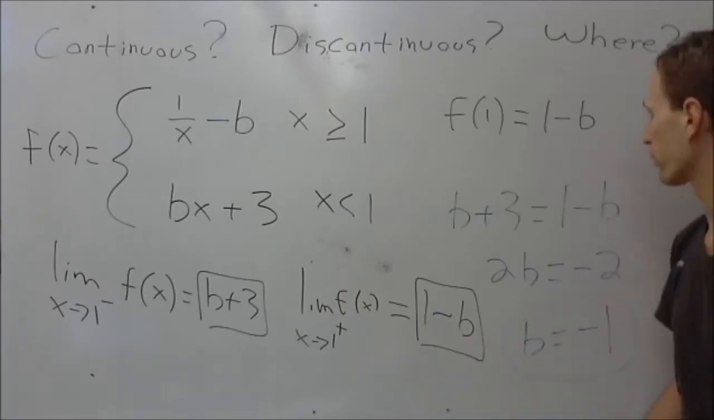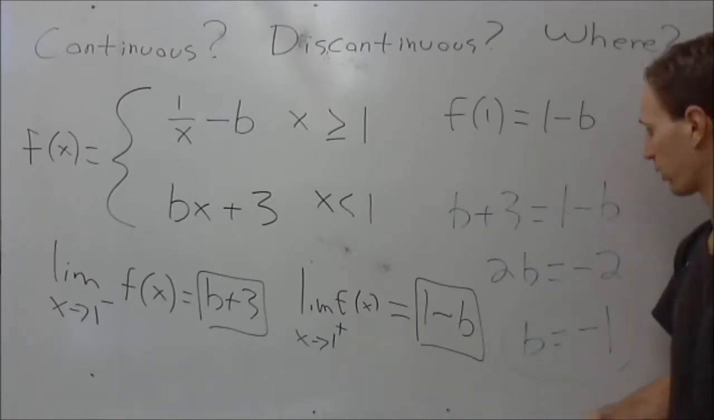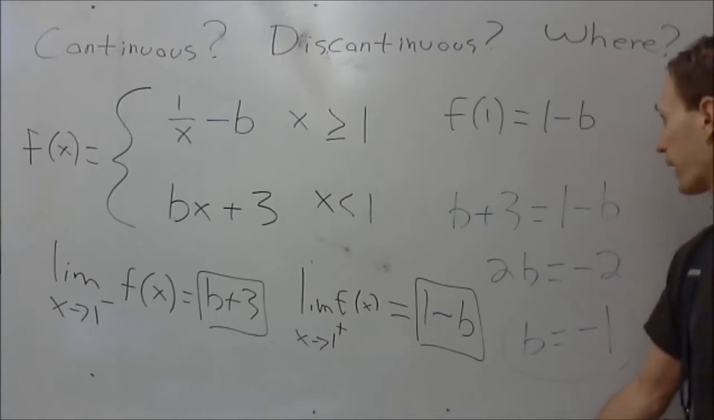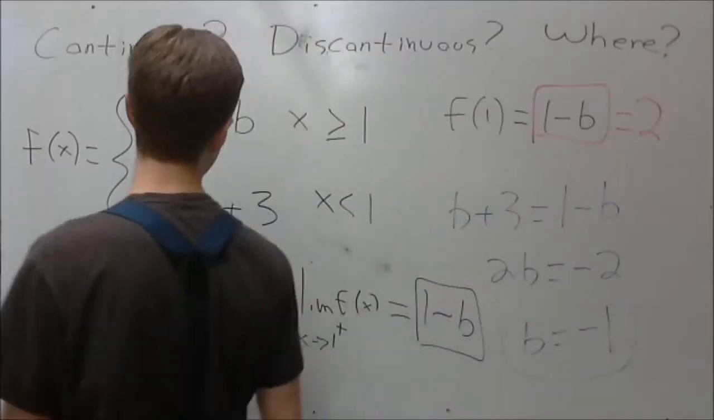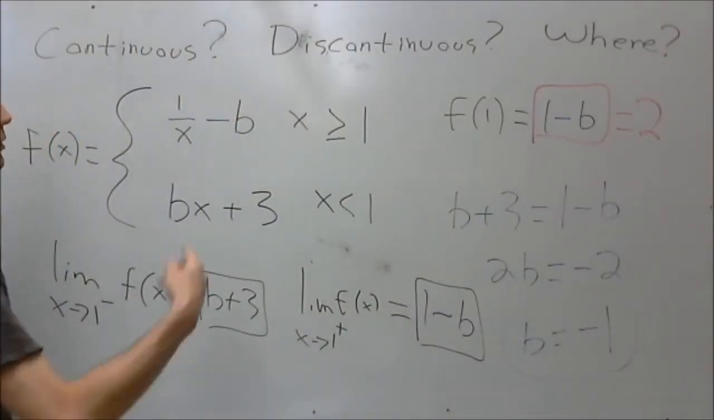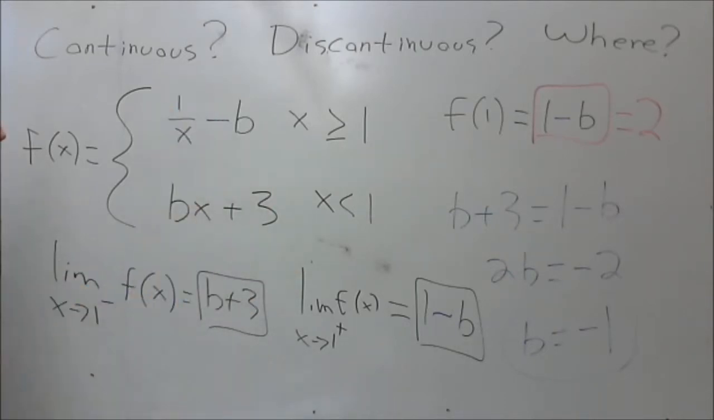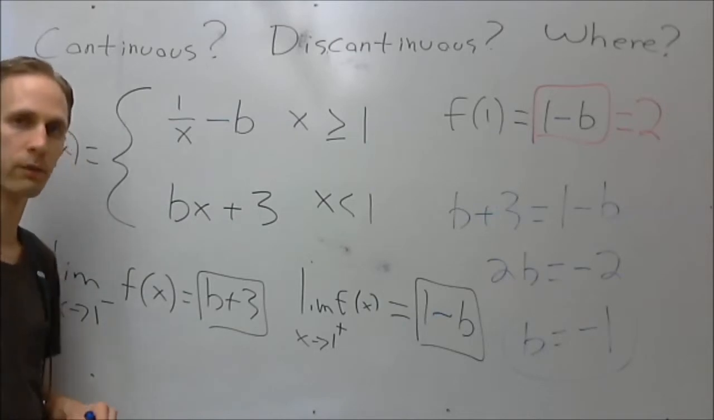Moreover, if b is minus 1, we can plug that value back into all the numbers. If b is minus 1, then f of 1 is 1 minus minus 1, which is 1 plus 1, which is 2. So the limit from both sides as x approaches 1 would be 2, and that's what's going to make these two pieces line up, and that's the value of b that would make this function continuous everywhere.